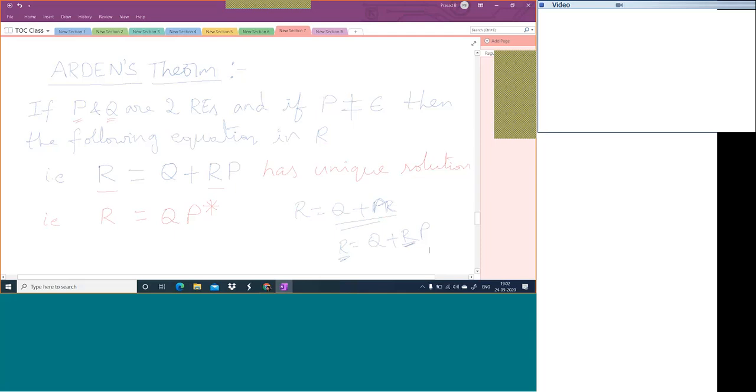We know this P and this Q are given, because here P and Q are two regular expressions, and this Q can be epsilon, whereas this P should not be epsilon. P should be something other than epsilon. So if any equation is like this, R equal to Q plus RP, then the solution for R is Q followed by P star. This star is for only P. Okay, just copy this.